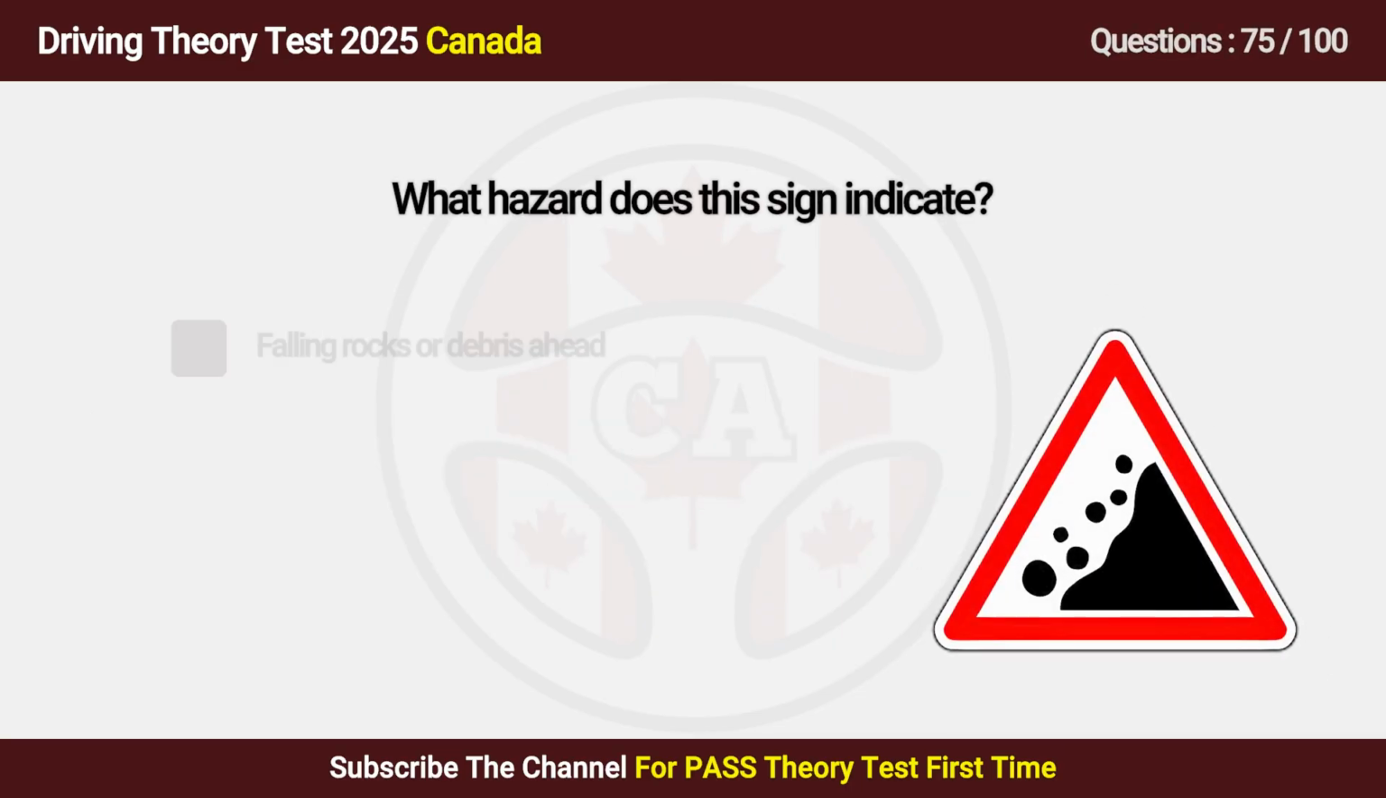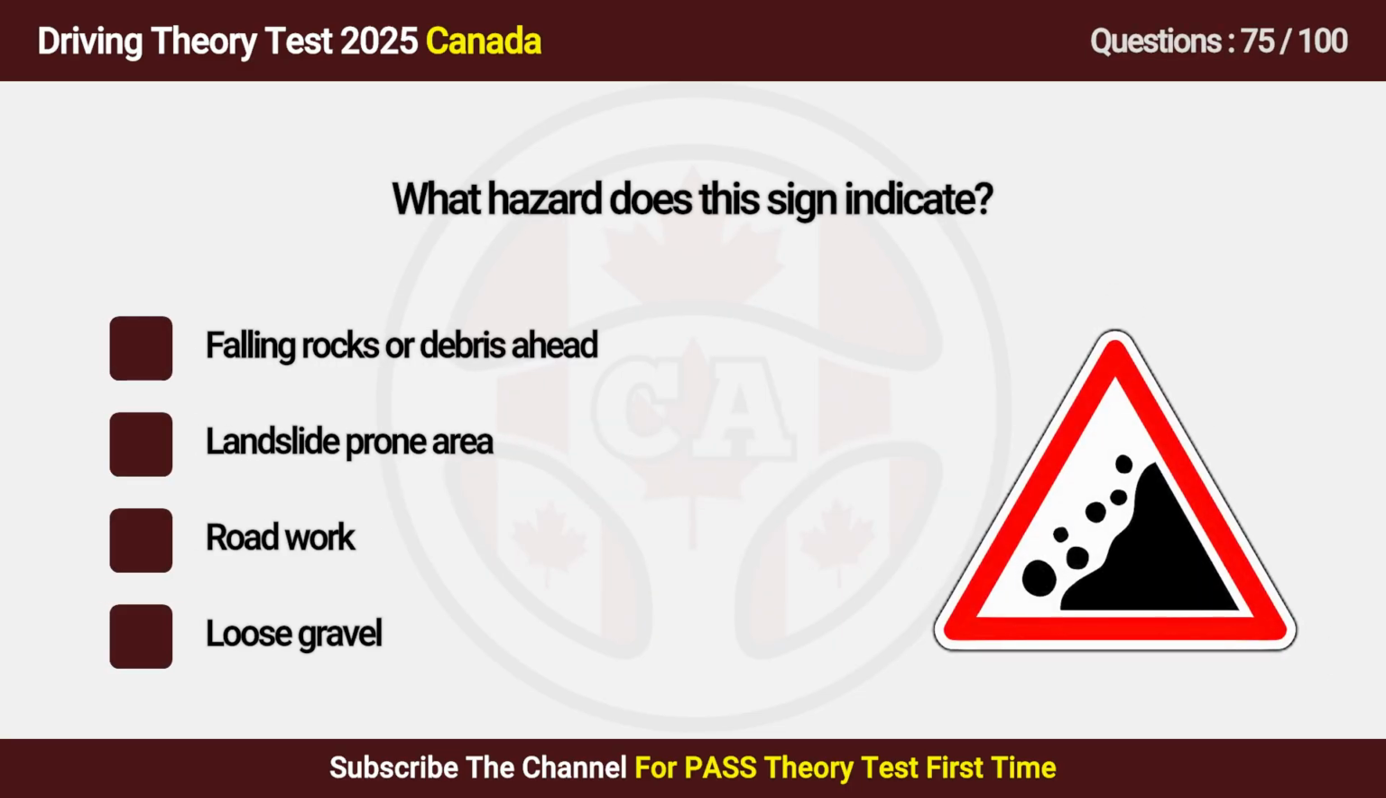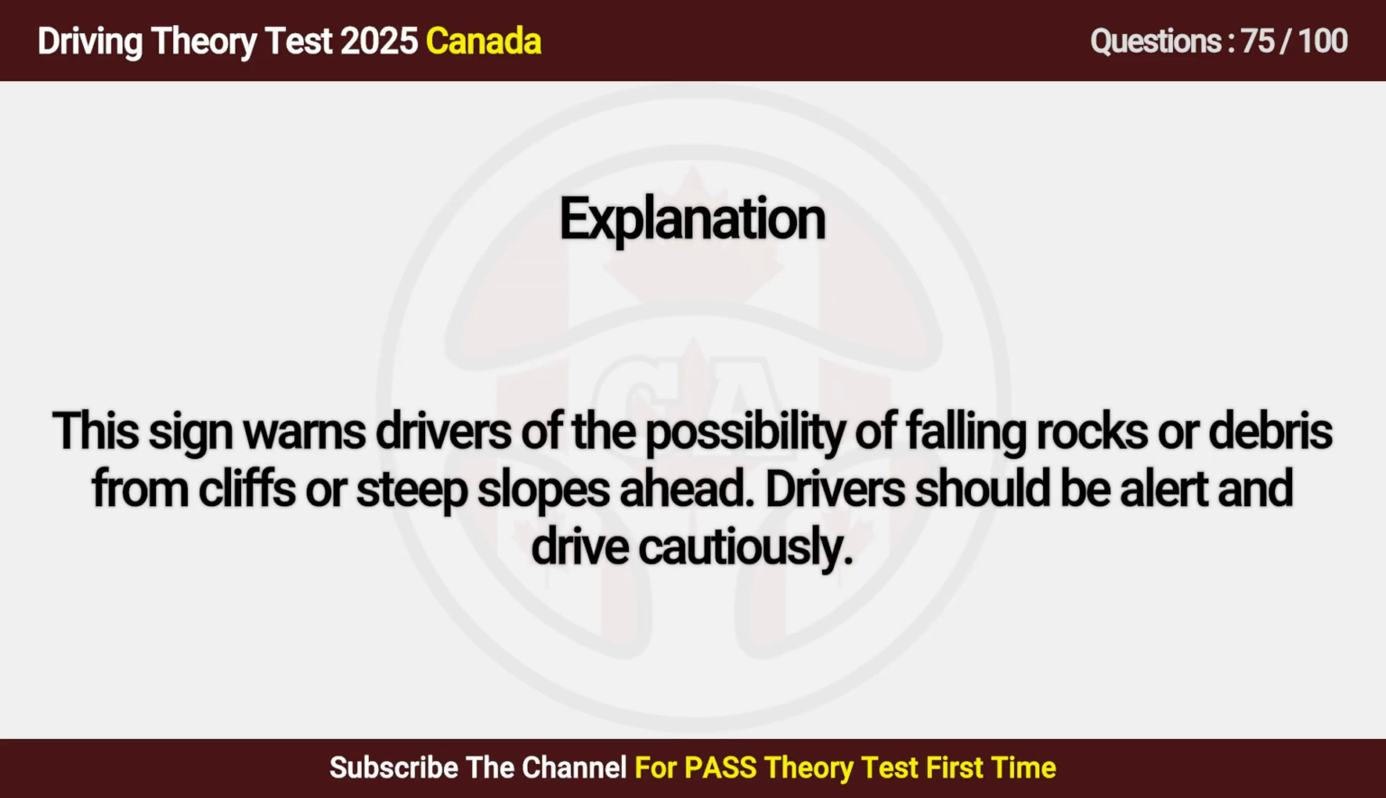Question 75. What hazard does this sign indicate? A. Falling rocks or debris ahead. B. Landslide prone area. C. Roadwork. D. Loose gravel. Answer is A. Falling rocks or debris ahead. This sign warns drivers of the possibility of falling rocks or debris from cliffs or steep slopes ahead. Drivers should be alert and drive cautiously.